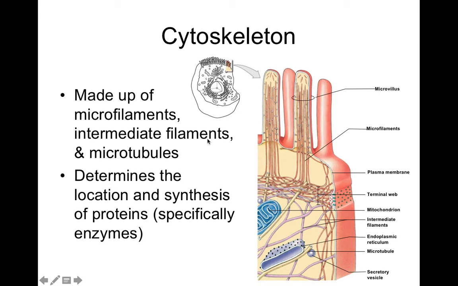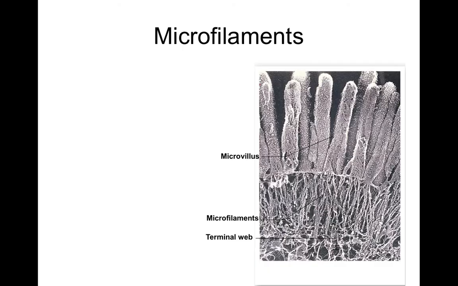Also, the cytoskeleton determines the location and synthesis of various proteins. Now, this becomes important not only, as we see here in these intestine cells, but also in various other cells throughout the body, because various functions within the cell need a number of different enzymes, and these enzymes definitely need to be located close together, so that the function can be played out very quickly.